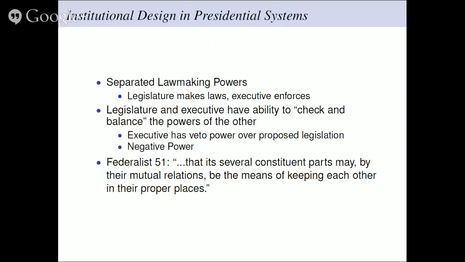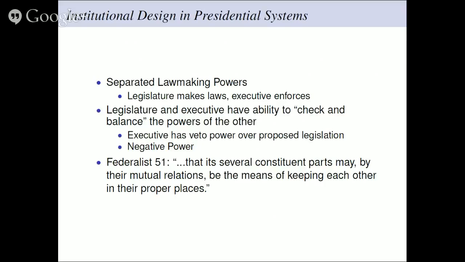I'd like to start by talking about institutional design in presidential systems. The two key components of how presidential systems are set up is that first, they have separated lawmaking powers. That is, the legislature is in charge of making the laws, the executive is in charge of enforcing the laws, and these powers are separated. The second is that the legislature and the executive are subject to each other's checks and balances. This is famously articulated by Madison in Federalist 51.